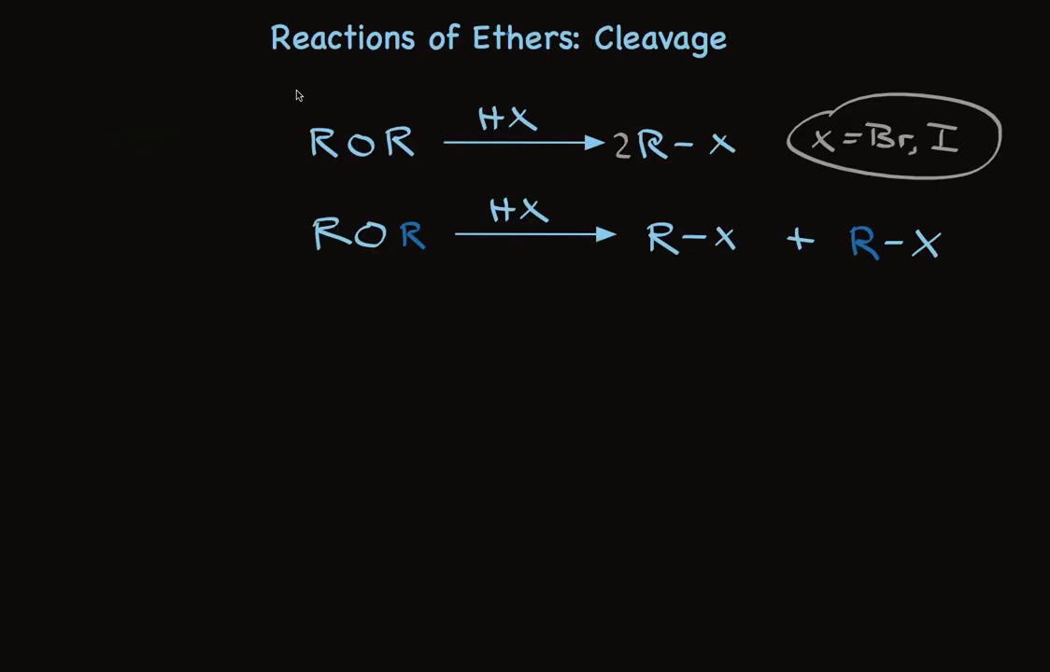So there you have it. Ethers cleave when treated with HBr or HI to make 2 moles of an alkyl halide. Symmetrical ethers make a single product. Unsymmetrical ethers make 2 alkyl halides.